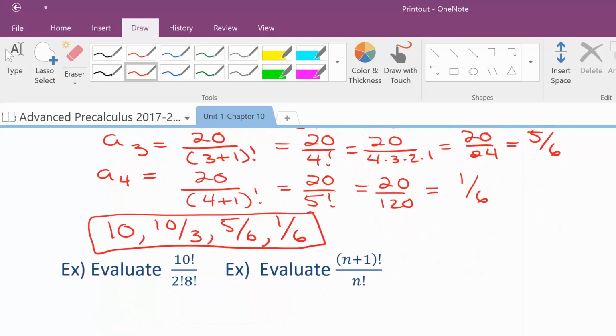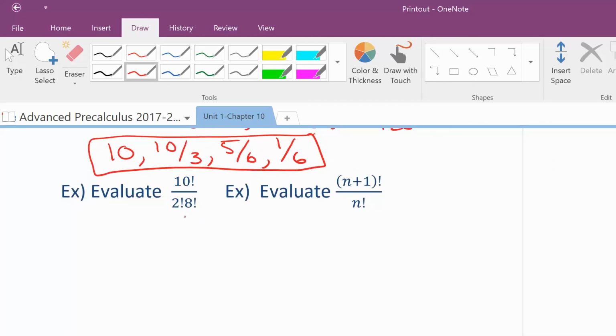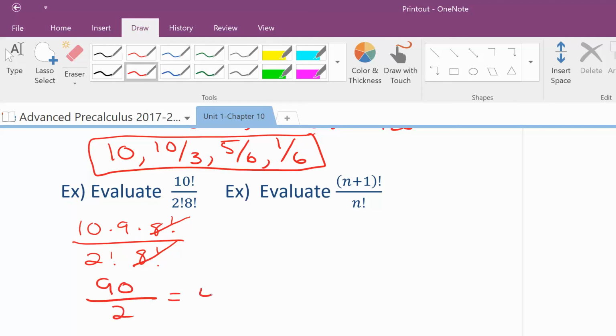All right, next, this one wants you to evaluate. Well, remember, 10 factorial is 10 times 9 times 8 factorial, because you're just going to go all the way down to 1. So this is 10 factorial over 2 factorial, 8 factorial. So you can cancel the 8 factorials. So you have 10 times 9 is 90 over 2 factorial, which is 2. So that gives you 45.